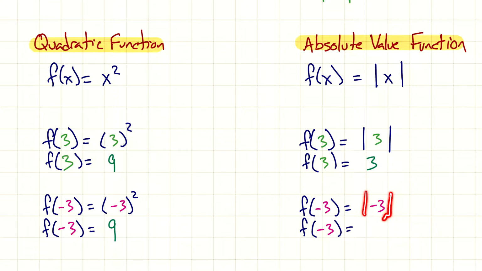how far is negative 3 from 0? Well, that one is still going to be 3 units away. So it doesn't get bigger. We're not multiplying by anything like we did with the x squared. We're just trying to determine how far this number is away from 0. Whatever's inside the absolute value bars, we want to figure out how far it is away from 0. In this case, the answer is 3.